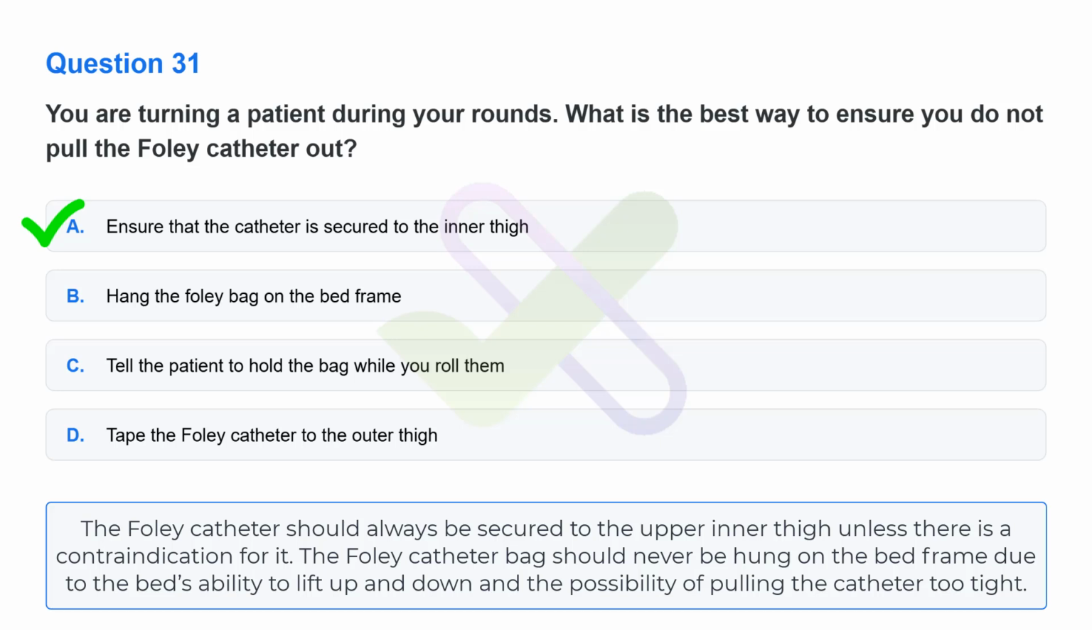Correct answer. A. Ensure that the catheter is secured to the inner thigh. The Foley catheter should always be secured to the upper inner thigh unless there is a contraindication for it. The Foley catheter bag should never be hung on the bed frame due to the bed's ability to lift up and down and the possibility of pulling the catheter too tight.